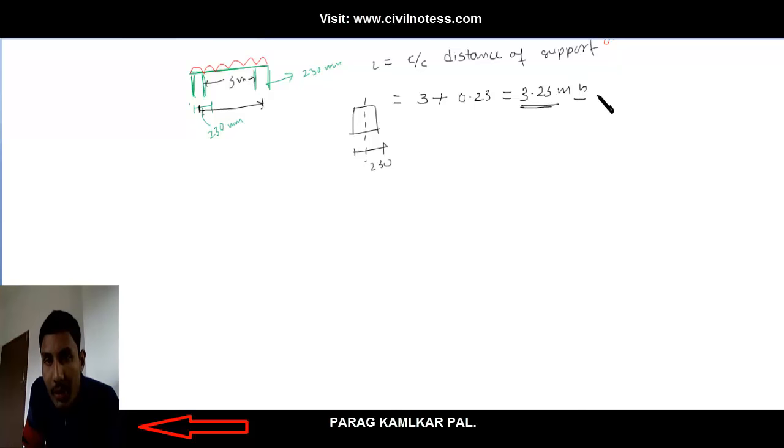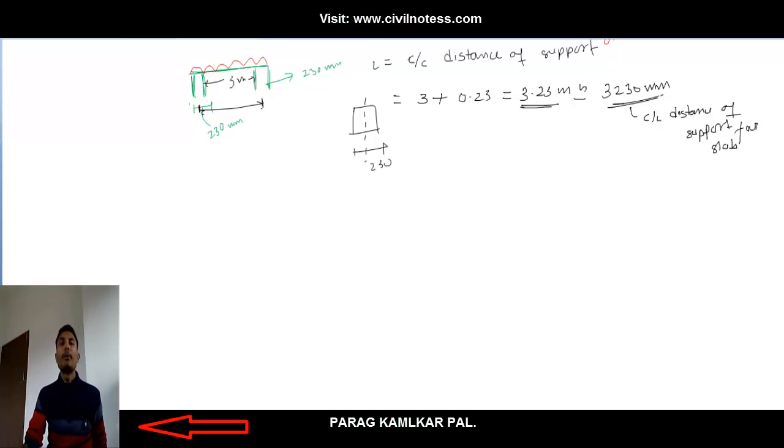When we convert it into mm, it is 3230 mm. So this is the length exactly that we have to use. This is what we got, the center to center distance of support for the slab. I am going very slow on this numerical because it is really very important for you all.